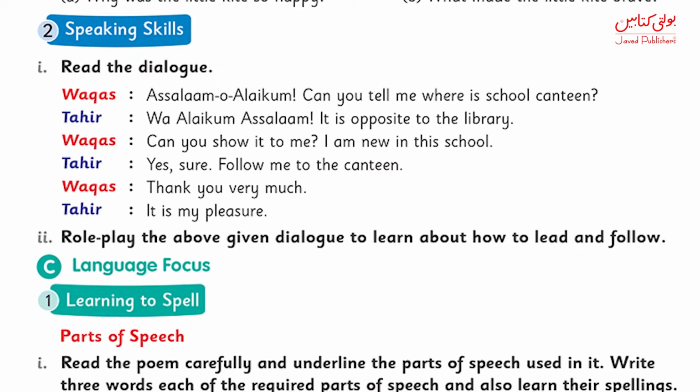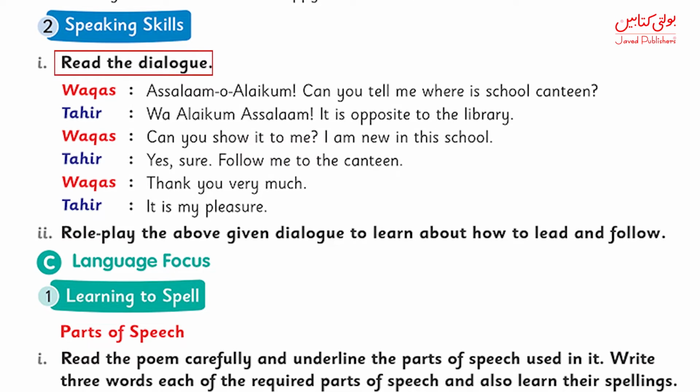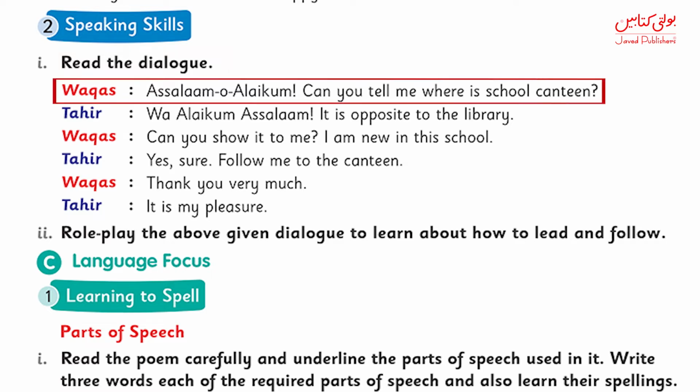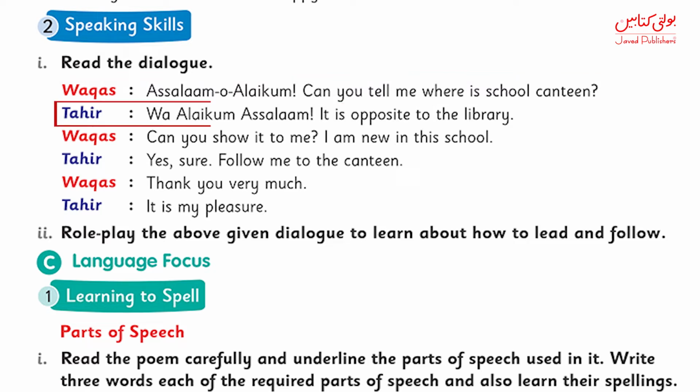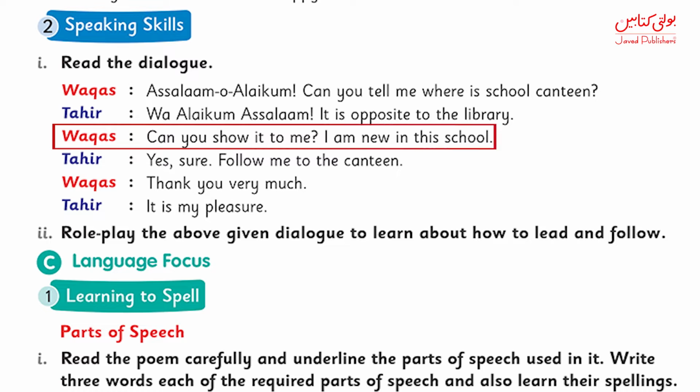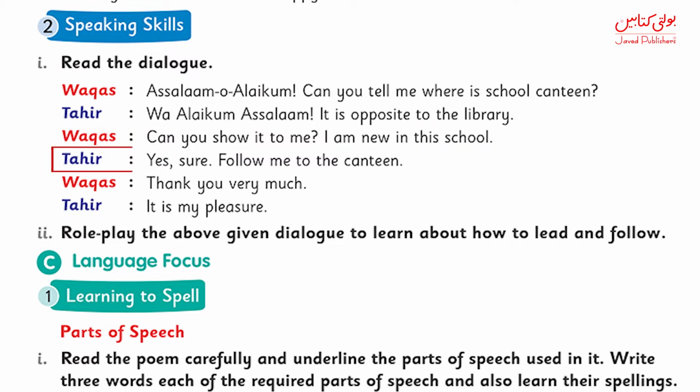Next question is about speaking skills. We are going to read the dialogue, and in this dialogue today we would be learning how to lead and follow. So let's start. Waqas says, "Assalamu alaikum. Can you tell me where is the school canteen?" Tahir says, "Wa alaikum assalam. It's opposite to the library." Waqas says, "Can you show it to me? I'm new in the school." Tahir says, "Yes, sure. Follow me to the canteen." Waqas says, "Thank you very much." Tahir says, "It is my pleasure."